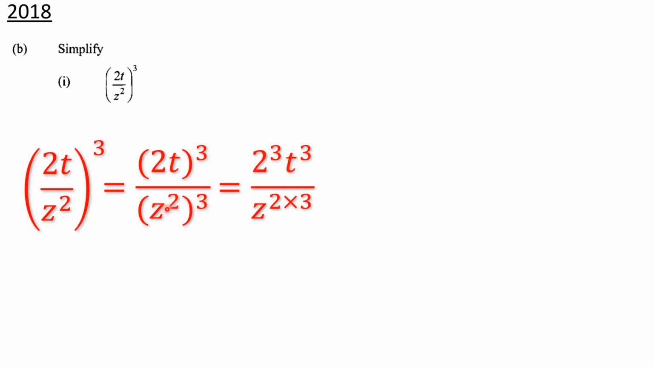Meanwhile, at the bottom, we are going to multiply the 2 and the 3. And so we know that 2 to the third power, well, that's definitely 8 because 2 times 2 times 2 is 8. And we keep the t to the third power, and we're going to do 2 times 3, which is 6.